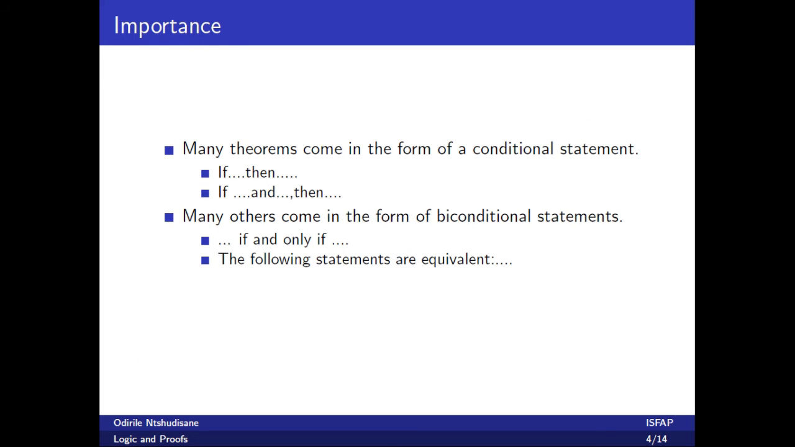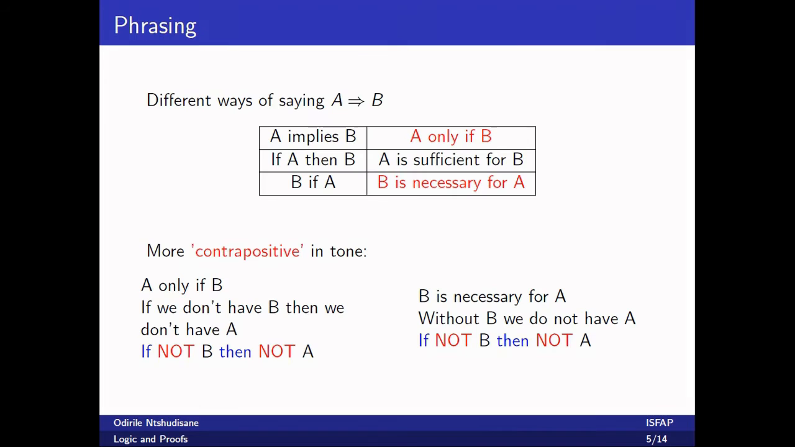The importance of the implication connective comes from the fact that many theorems come in the form of conditional statements or biconditional statements. In natural language, A implies B can be said in a variety of ways. For instance, B if A, if A then B, and A is sufficient for B.